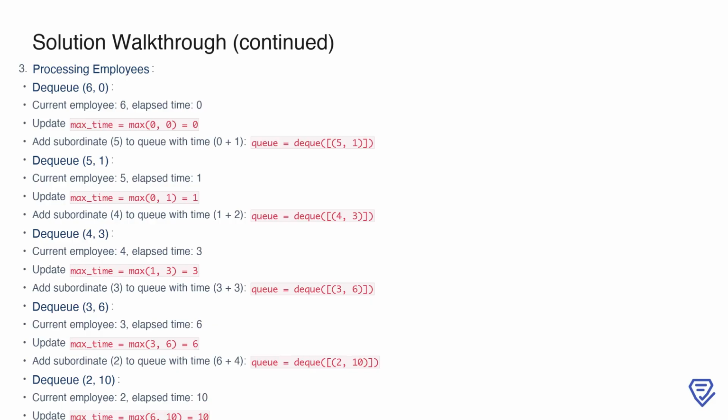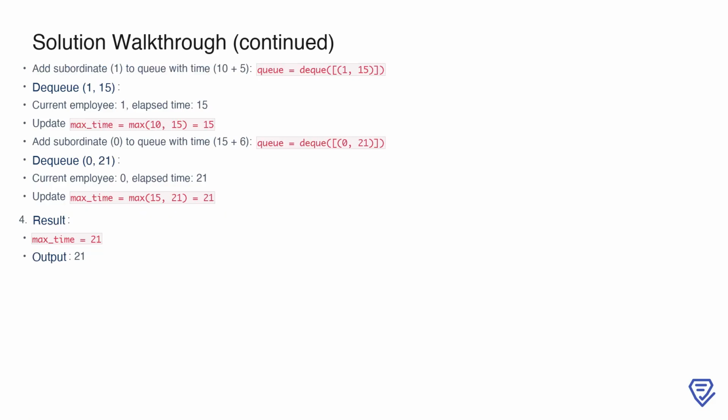This process continues as we traverse down the hierarchy. For each employee, we calculate the time to inform their subordinate by adding their informed time to the current elapsed time, and we update max_time accordingly. The traversal proceeds until we reach employee 2, who informs employee 1 at time 10. From employee 2, we calculate the time to inform their subordinate, employee 1, as 10 plus the informed time of employee 2, which is 5. Employee 1 is then added to the queue with time 15.